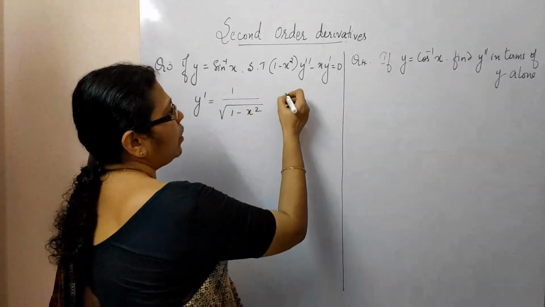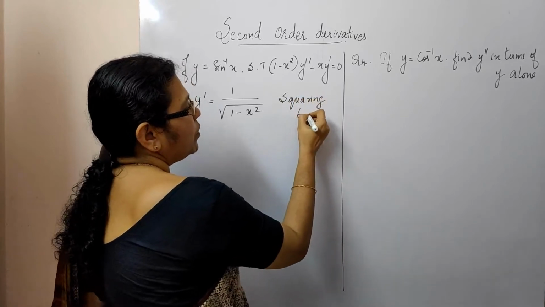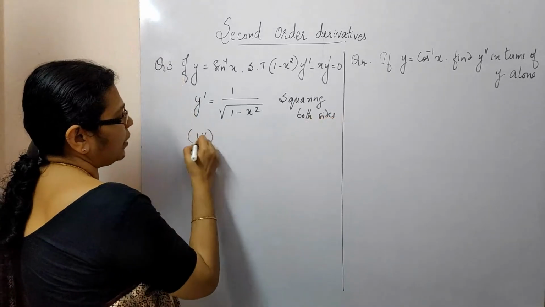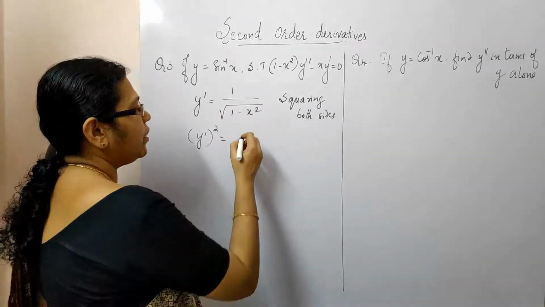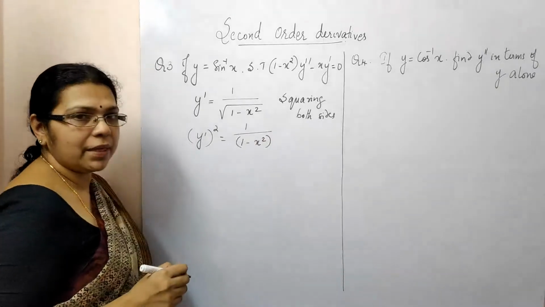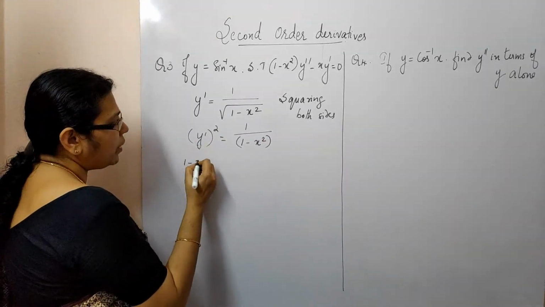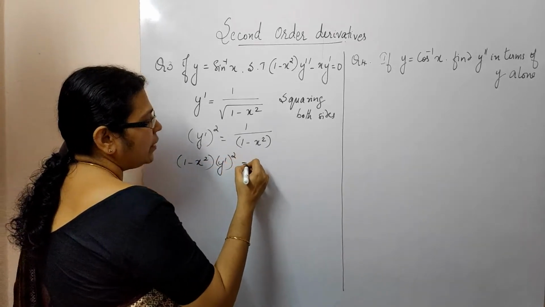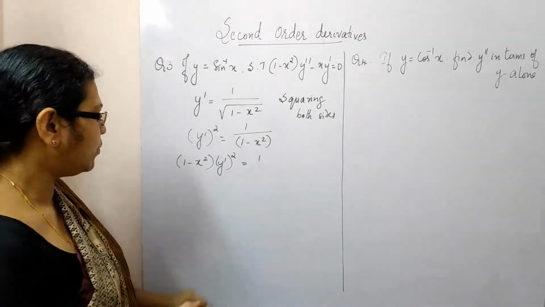Right? Now, I square both sides. So, squaring both sides, what will I get? Y dash the square is equal to, when I square this, the root and square nullify to give me 1 by 1 minus x square. Am I clear? Now I cross multiply this. That is (1 minus x square) into y dash the square is equal to 1. Okay. Now I apply the product rule.